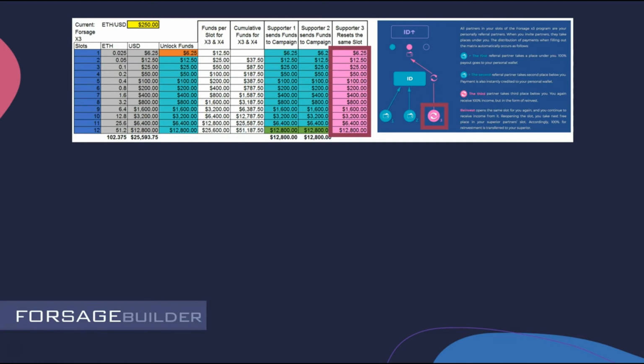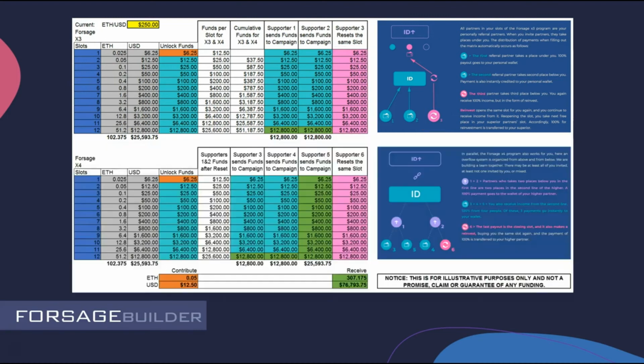When your campaign receives the third supporter's contribution, it resets that level as previously demonstrated. This again can happen over and over, allowing your campaign to receive that level's amount of endless Ethereum contributions. Now that you fully understand the fundamentals of the X3 program, take a moment and stop the video to review the slight variation in X4.